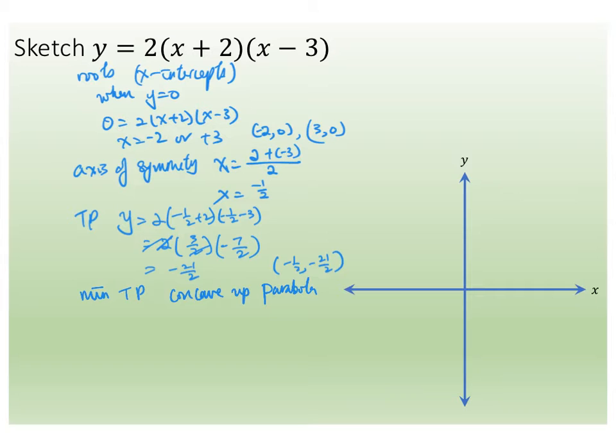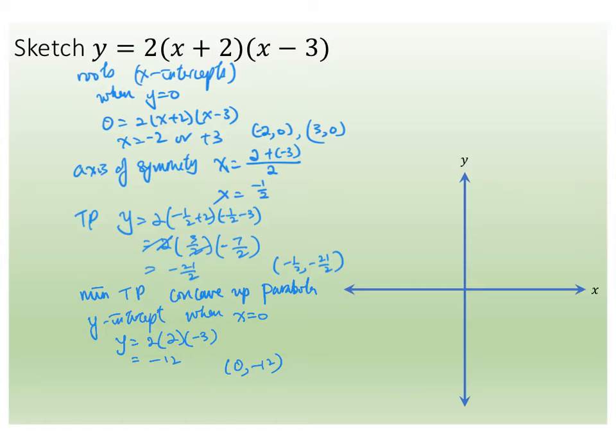Alright, so we now know the roots, we now know the turning point, we now know the axis of symmetry. The other thing we need to look at is the y-intercept. This is when x equals 0. So y equals 2(2)(−3). 2 times 2 is 4, 4 times −3 is −12. So the y-intercept is (0, −12).